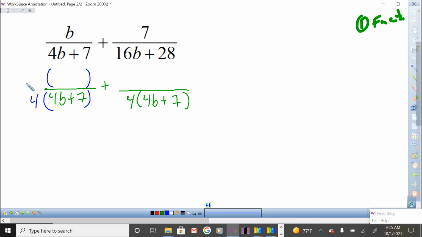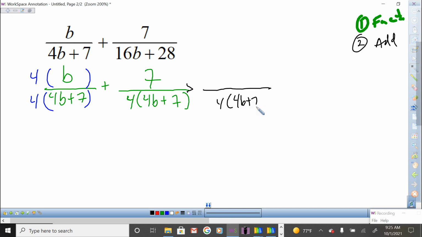Yeah, so whatever we do to the denominator, we do to the numerator, and the numerators, the original ones, we bring them down as they are. So we got b, and we got 7. So we're done with step 1. Step 2, that's when we add. How do we add? By rewriting this as one fraction. Okay, well, let's see. What's my common denominator? 4 times 4b plus 7.